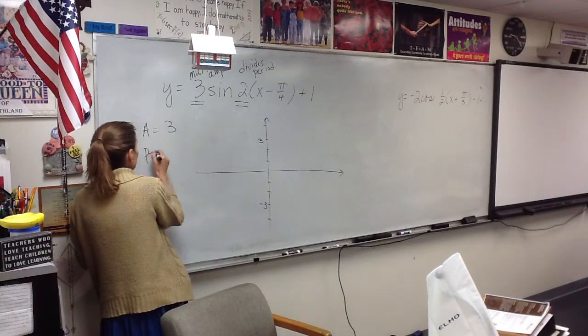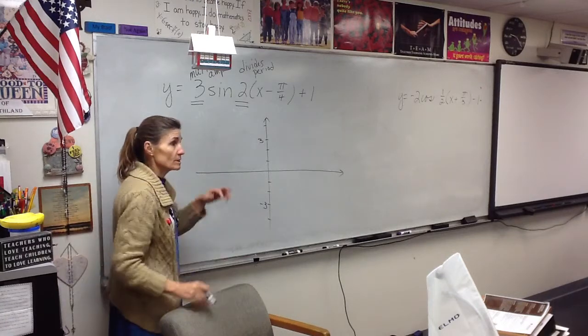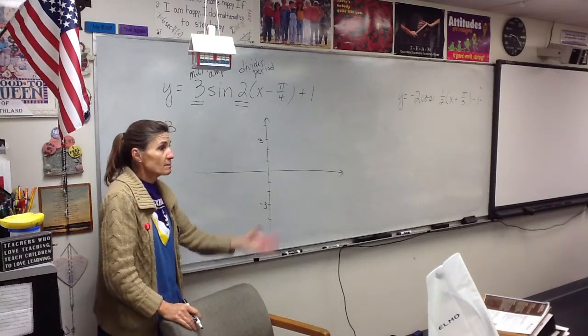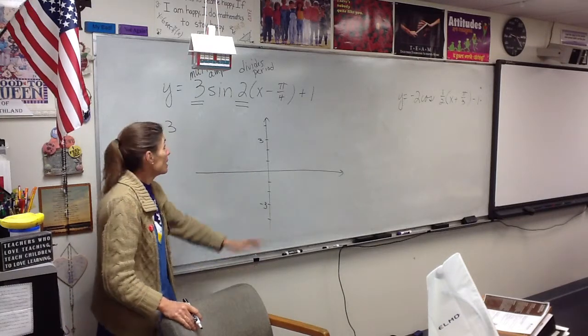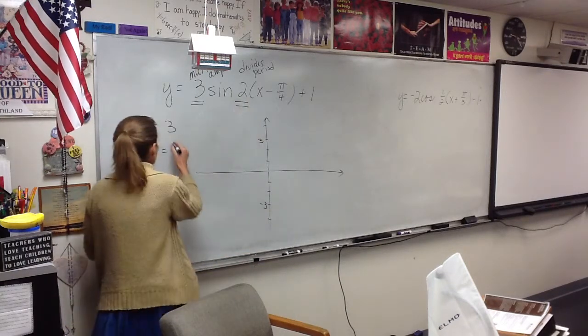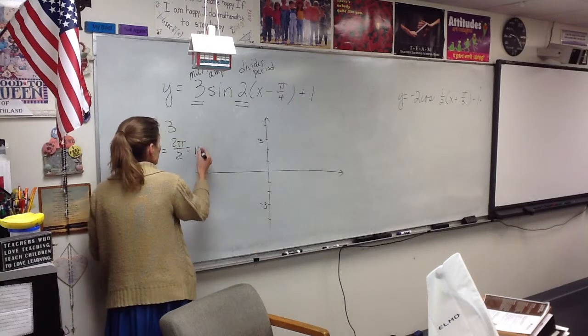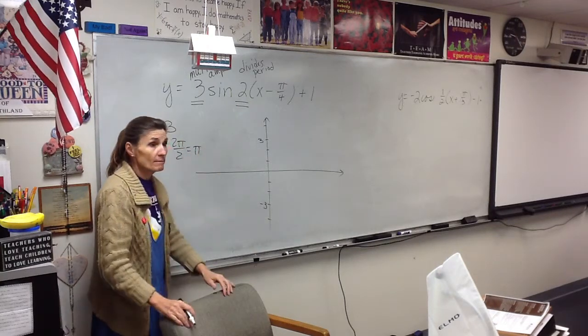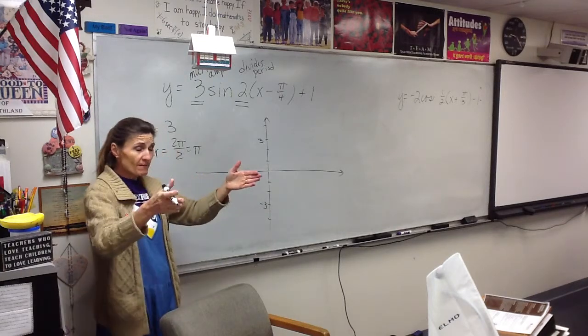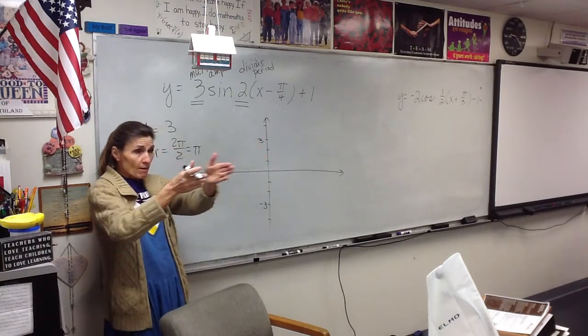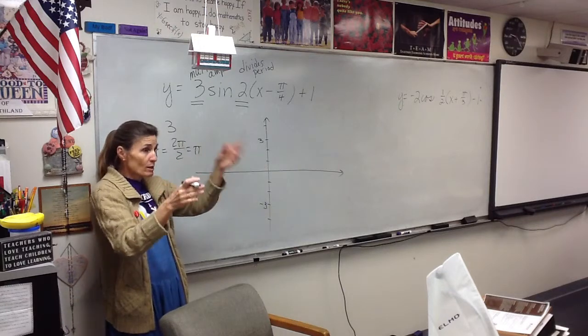All right, what's my period? This goes back to yesterday. What's a period supposed to be on a sine curve? 2 pi. But when you put that coefficient in there, you've divided it, so your period is pi. Now that means that from start to finish of your sine curve, that hill and valley is going to be 1 pi.